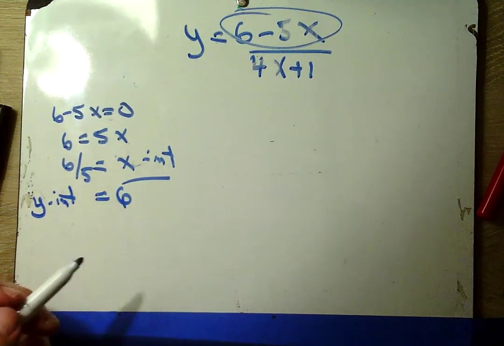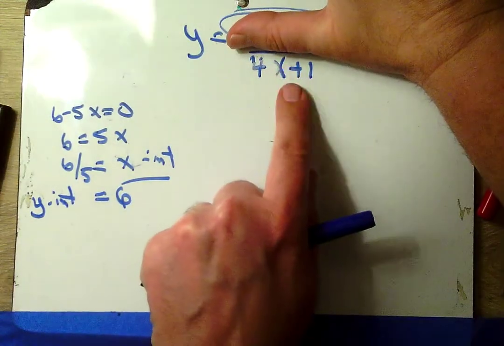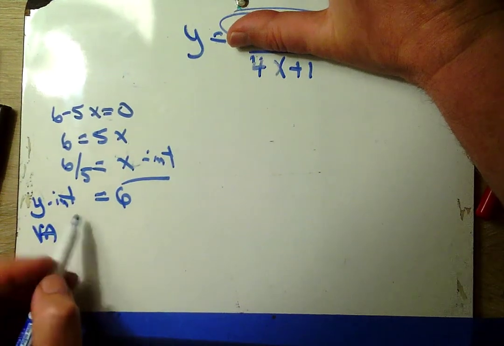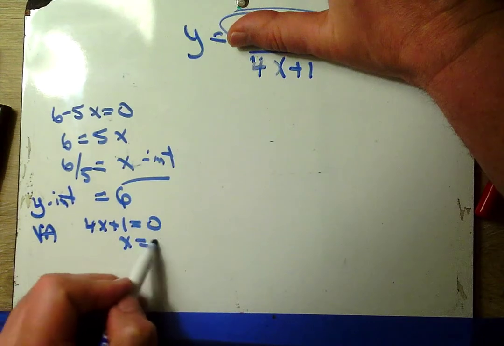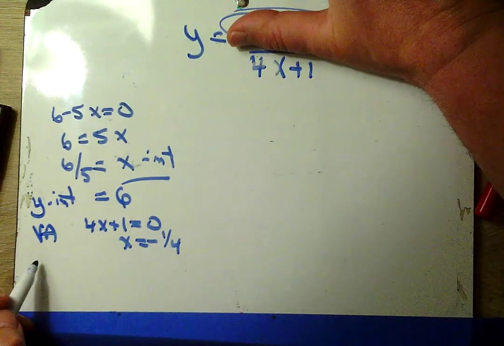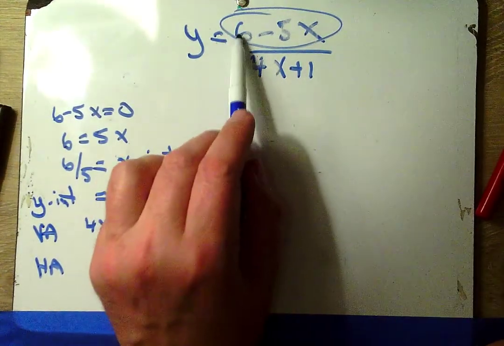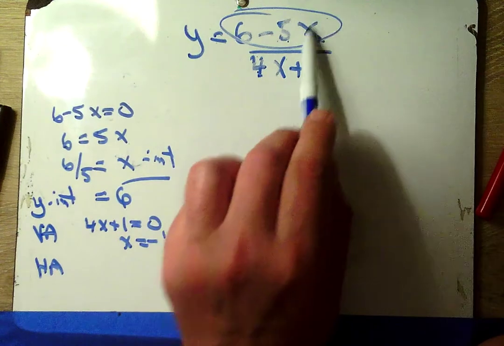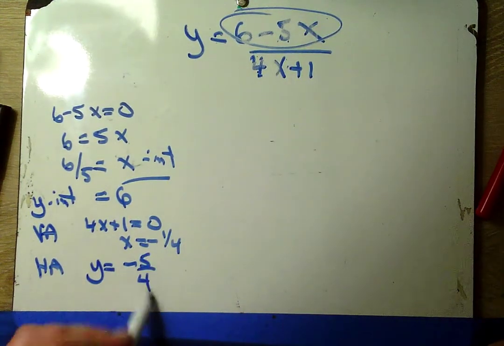What about my vertical asymptote? Yep, when the function is undefined, that means the denominator is equal to 0. And so for our vertical asymptote, we have 4x plus 1 equals 0, or x equals -1/4. And finally, the horizontal asymptote. Well, remember, it's not 6 over 4. We want the leading coefficients when the degrees are the same. So I've got y equals -5/4.